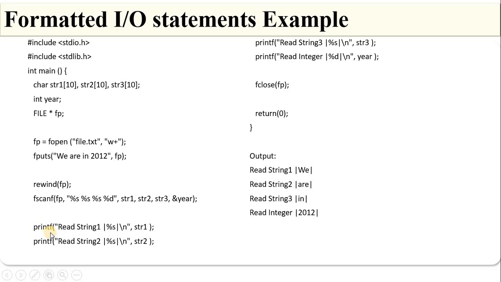And there is just a printf statement here, which will print on the console. Read string 1, it will print the first string, that is "we". Second string would be read here, that would be "are". Third string would be "in". Fourth would be an integer type, which is nothing but 2012. And then you are closing the file and return 0. So output would be on the standard console, read string 1, we are in 2012.